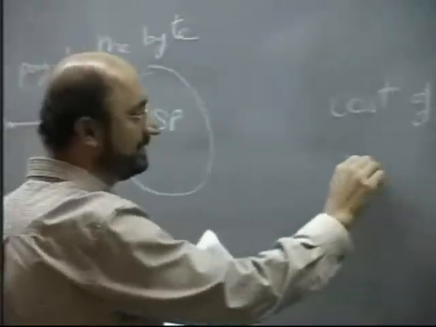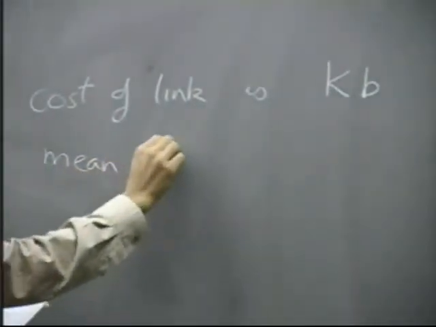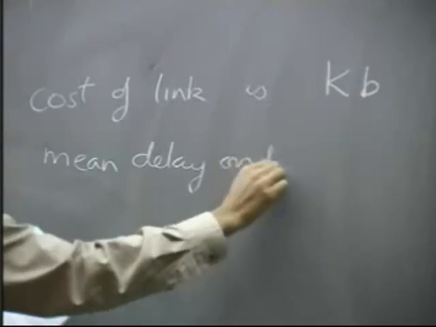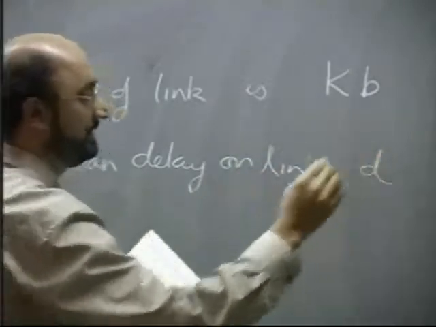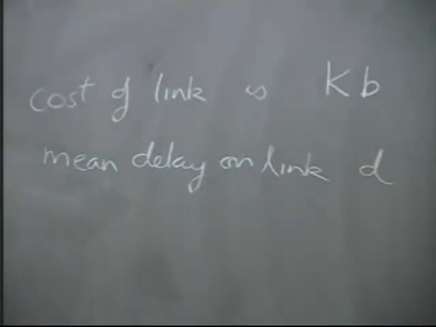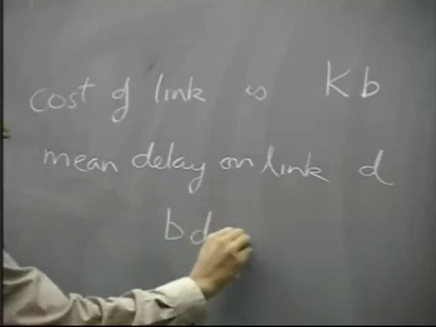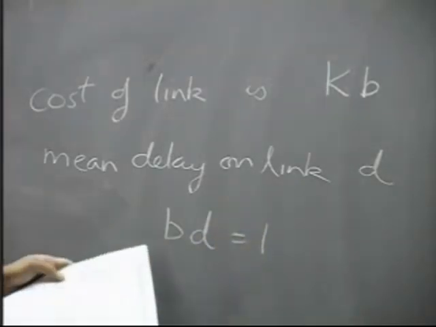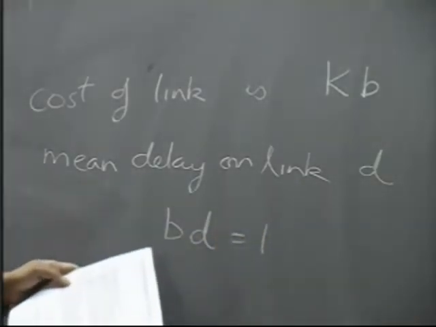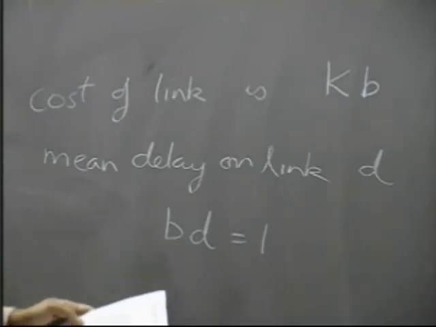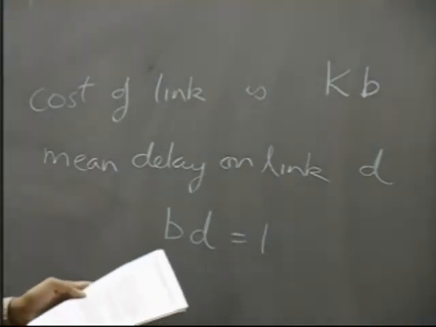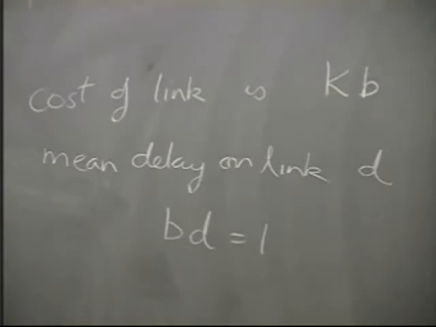And also let's say the mean delay on the link, we'll call that D. Again, you can think of this D as being the time taken for transferring B bytes or the delay on this link overall. Again, it doesn't really matter. The thing that matters is that we often have this kind of relationship, which is BD equals 1. If you increase the link capacity, then the delay goes down. Okay?